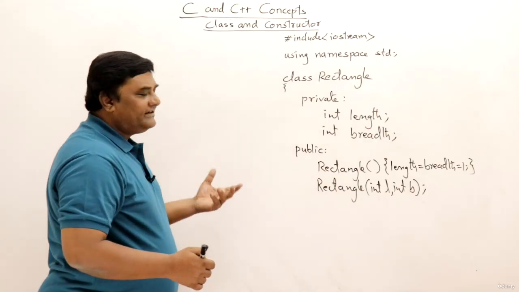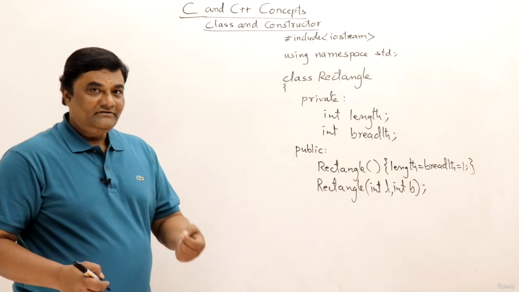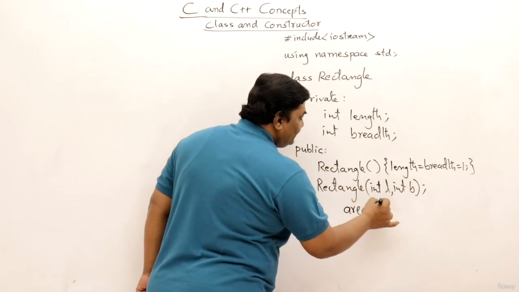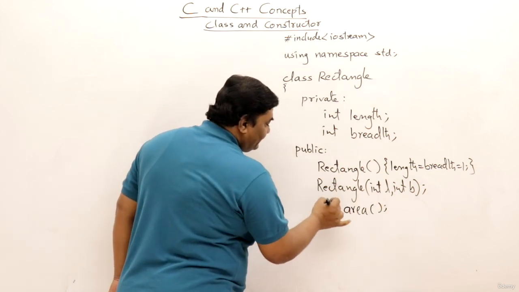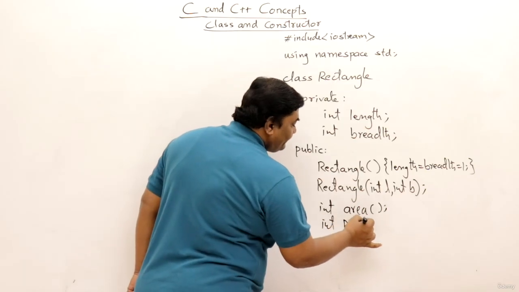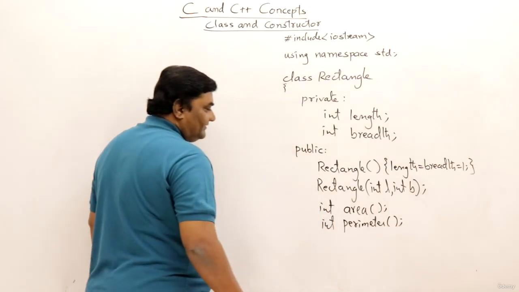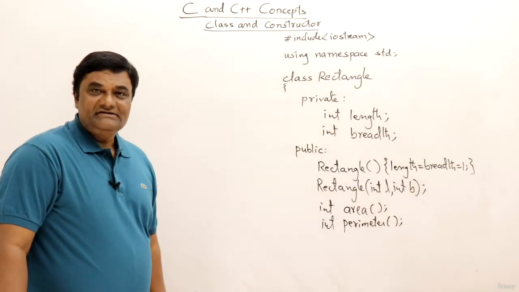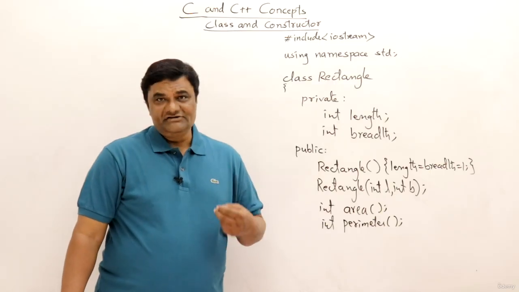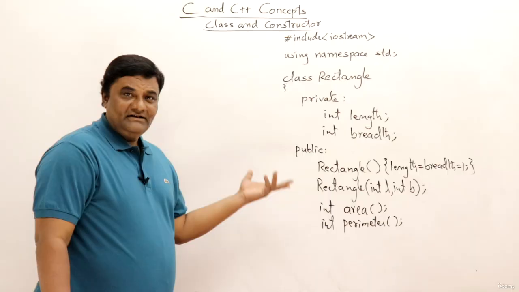Now next, upon a rectangle, I may need functions like calculating area or calculating perimeter. The next function I should have is the area function, which should return a result that is integer type. Then one more, int perimeter, which returns the perimeter of a rectangle. Now these two types of functions are there. If you want to have other functions like get and set functions, you can write them. I will show only for length and breadth, you can add them.